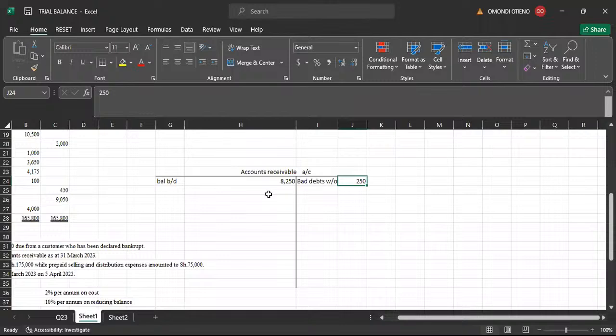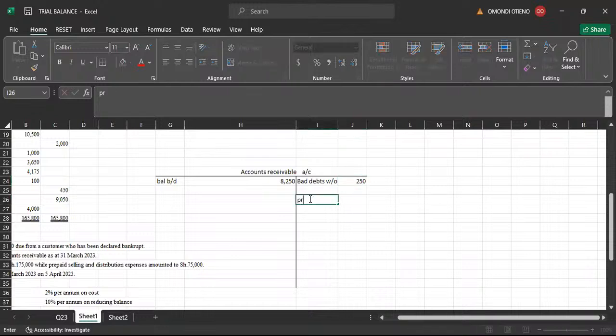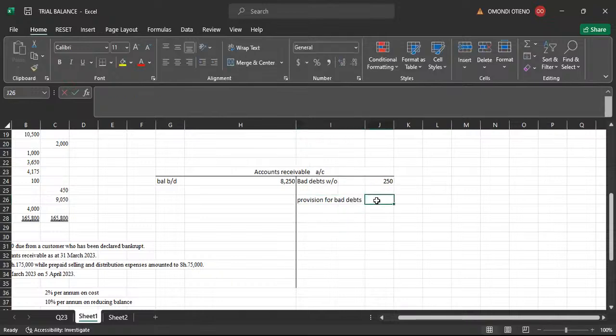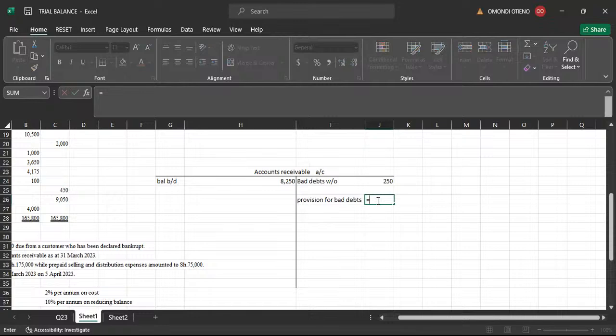Is it? So when we want to now take that, we are going to reduce our accounts receivable again by 5%. So provision for bad or doubtful debts. It is either bad or doubtful debts. So provision for bad or doubtful debts, we are being told that it is 5% of the net debtors value.